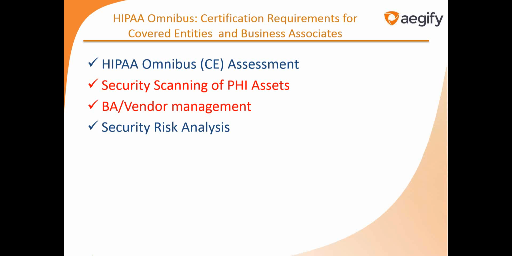The next requirement is the BA and vendor management. As I mentioned earlier, covered entities now have a shared responsibility and liability to ensure any downstream BAs and vendors are compliant. Similarly, the business associate that's working with multiple covered entities has a responsibility and liability too to ensure that they themselves are compliant, and any downstream vendors and subcontractors that BAs work with are also HIPAA certified. So the liability chain extends from CE to the BA to the vendor, and there's a shared responsibility in this liability chain.